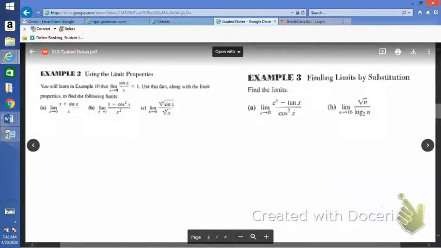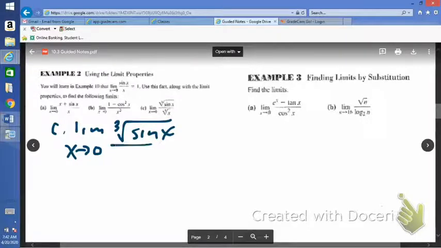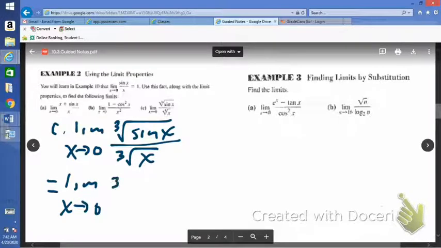Last one. C, the limit as x approaches 0 of the cube root of sine x over the cube root of x. The first thing I'm going to do is rewrite this as one big root. And then I'm going to apply the root rule.